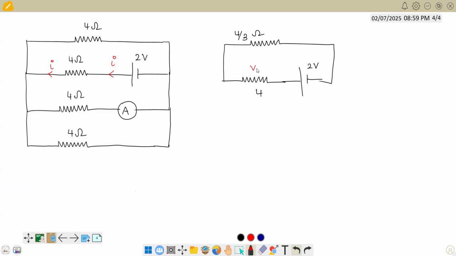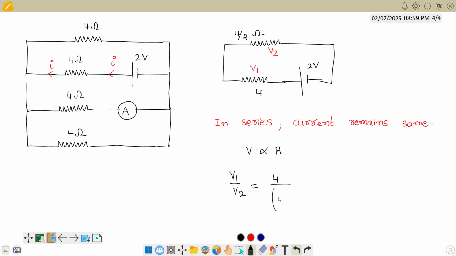You will assume the voltage in this is V1, the voltage in this is V2. These are in series. In series, current remains same. What happens when current remains same? We can say voltage is directly proportional to resistance because V equals IR. From this I can write V1 by V2 equals 4 divided by 4 by 3. So V1 by V2 I can write as 3 by 1. And what is the voltage these two are distributing? They are distributing the 2 volts. So V1 plus V2 is 2 volts.